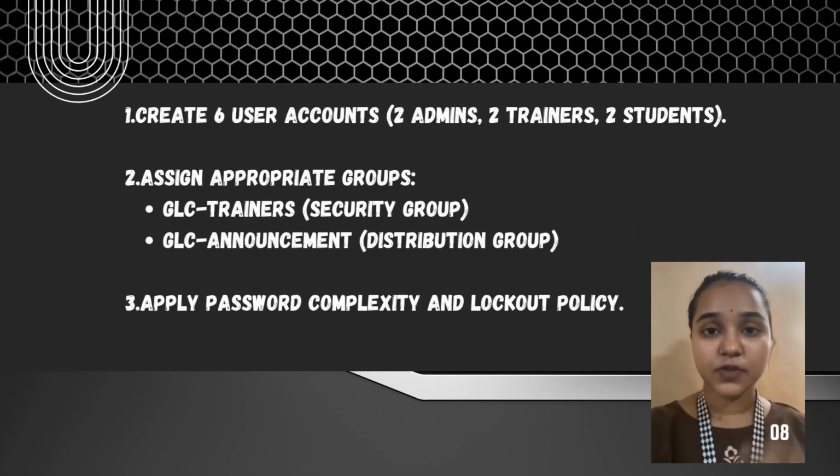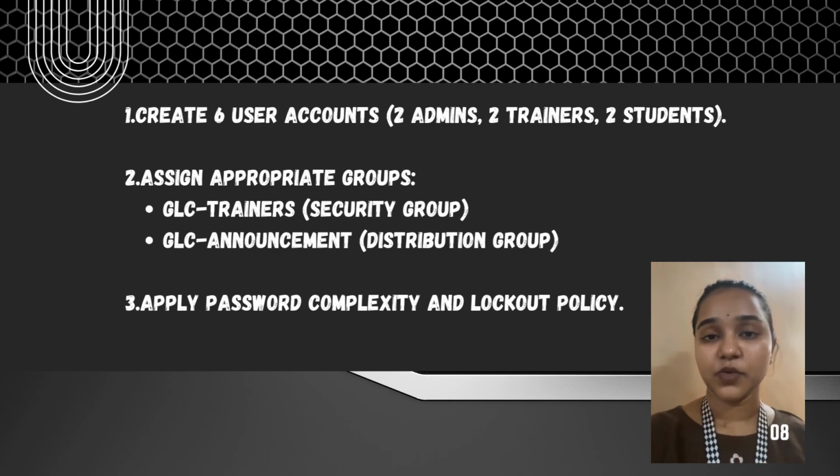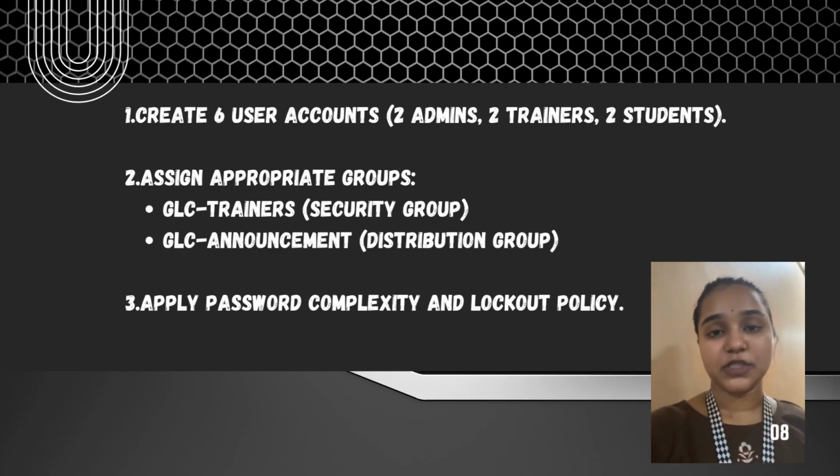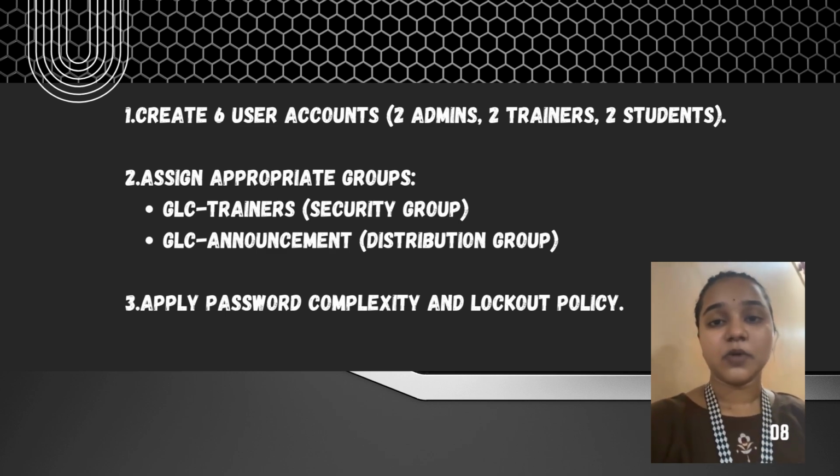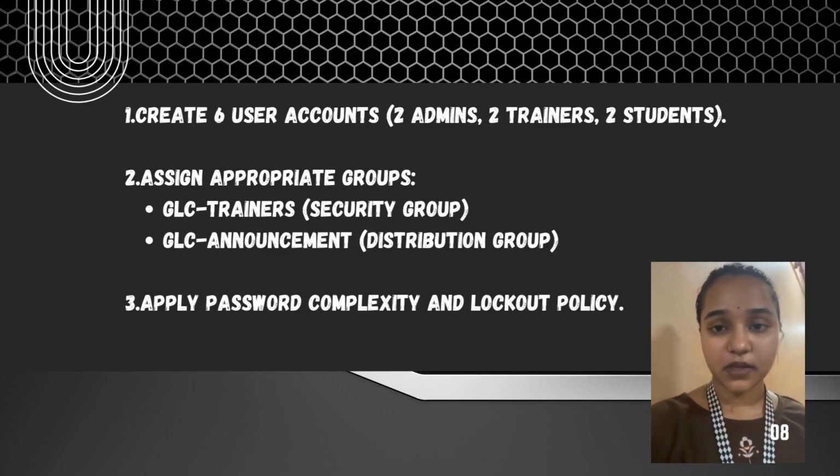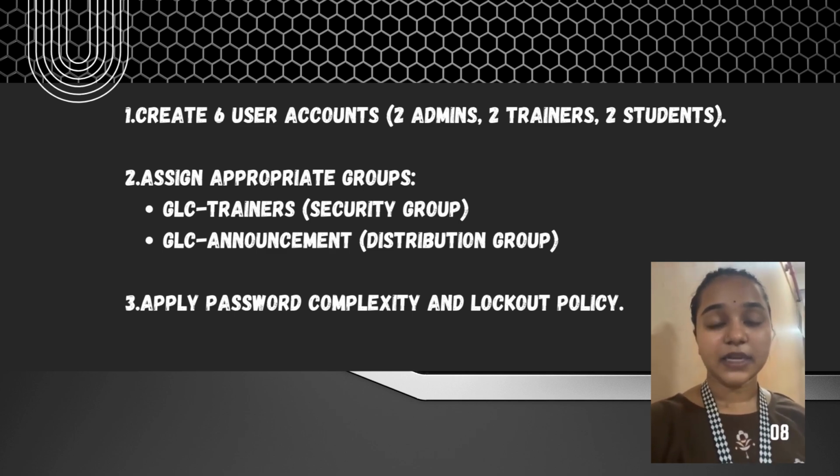Next, we managed user accounts and groups in Task 3. We created six user accounts, two each for the user types: admin, trainer, and student. We then assigned them into appropriate groups, including security groups for trainers and a distribution group for announcements. Most importantly, we applied the password complexity and account lockout policy. This is a fundamental ethical practice to protect user accounts from unauthorized access and brute force attacks.